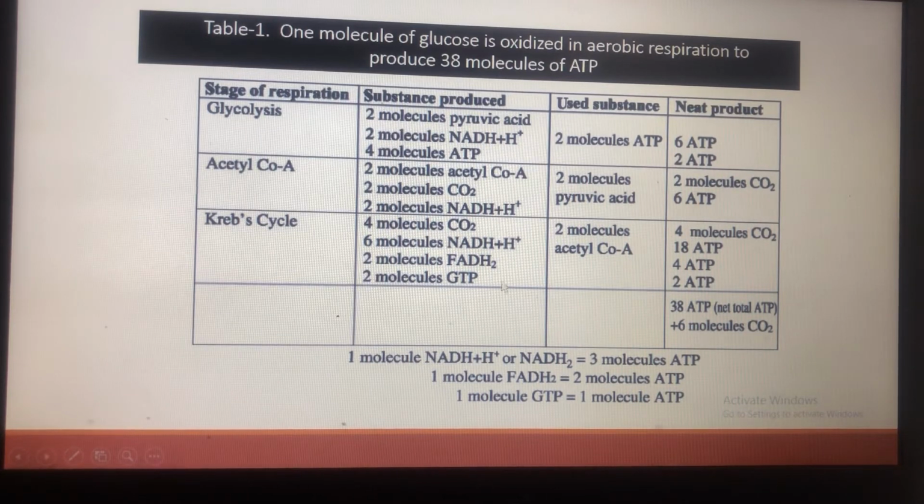This table is very important. You need to memorize it, and first of all you need to understand the process very well, and then you need to memorize it. You cannot make any mistakes over there.